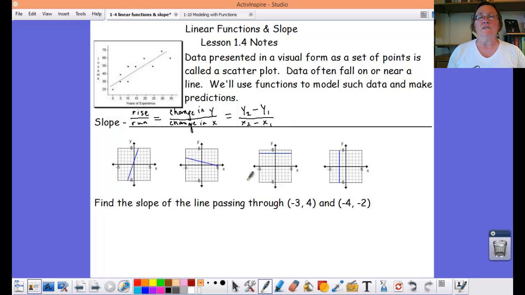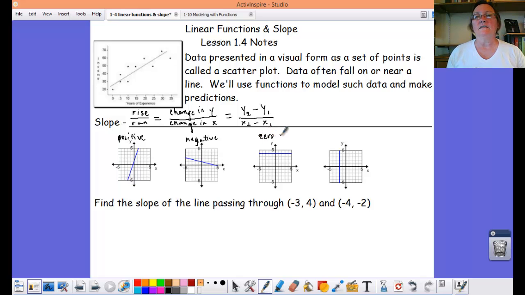We're looking at 4 different types of slope here. In this first one, as you look from left to right, that line is increasing. That means it has a positive slope. On the other hand, as you look from left to right, this one is falling. That means that it has a negative slope. A line that goes exactly straight across, a horizontal line, has a slope of 0.